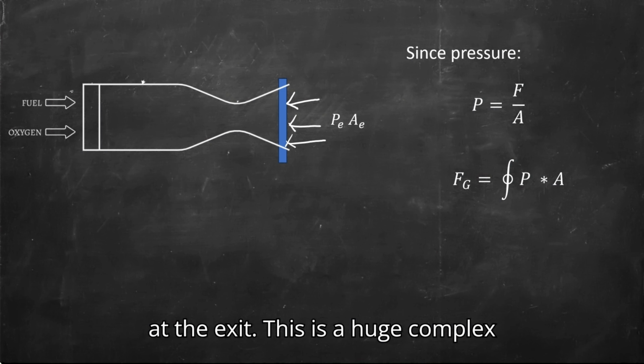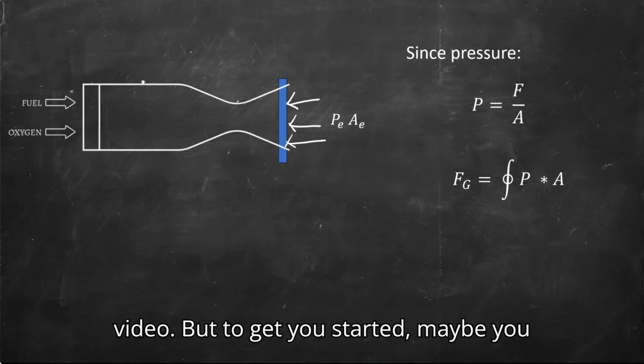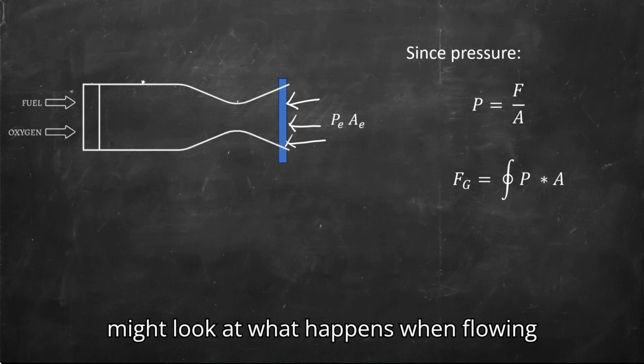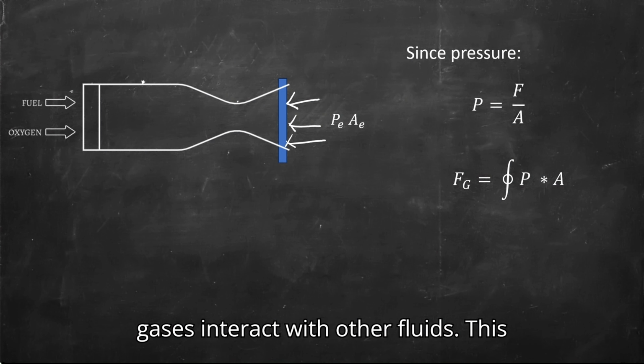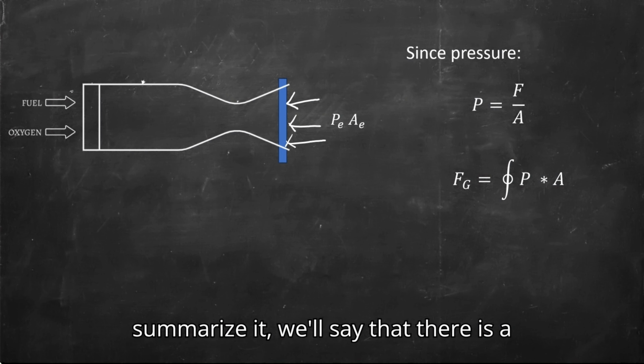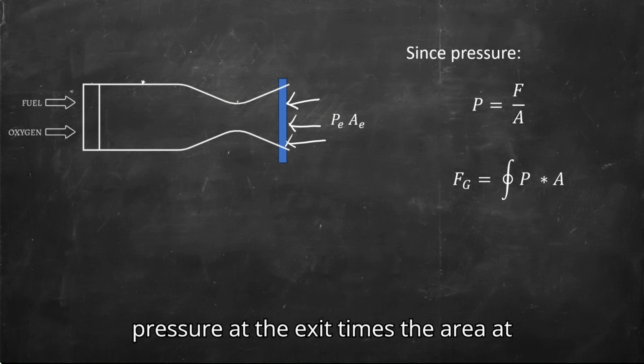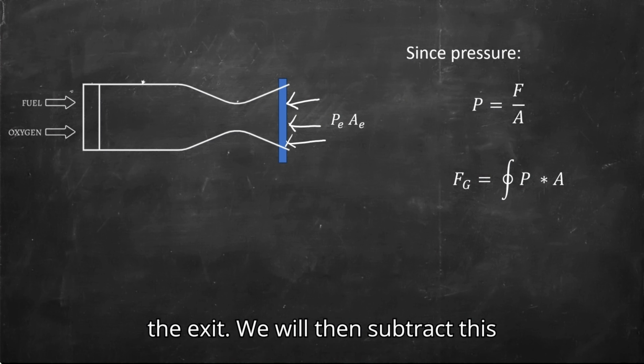This is a huge complex topic that cannot be explained in this video, but to get you started, you might look at what happens when flowing gases interact with other fluids. This will give you an understanding. But to summarize it, we'll say that there is a retarding force at the exit given by pressure at the exit times the area at the exit.